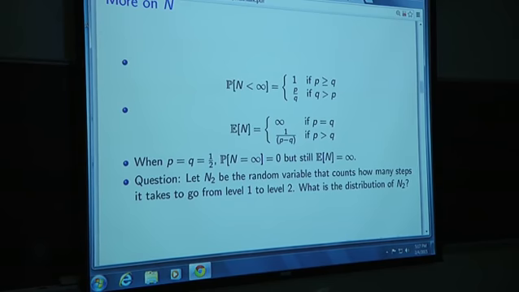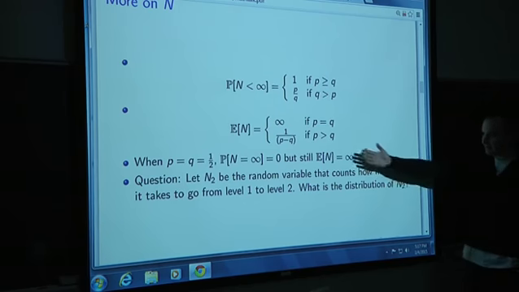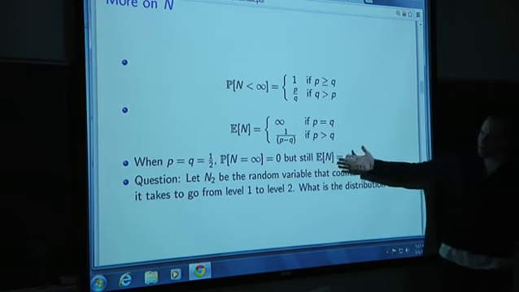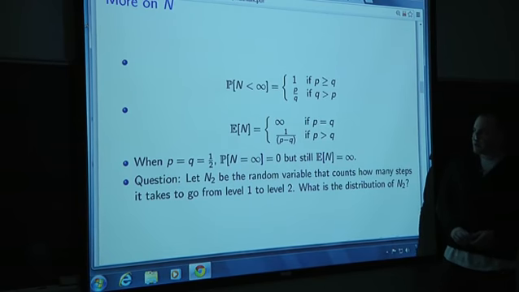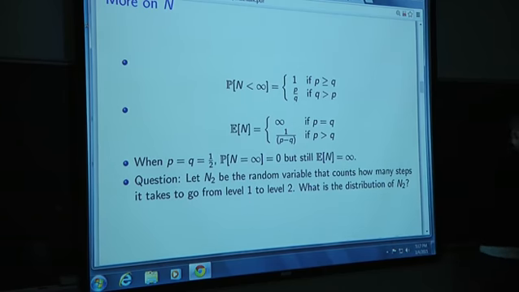You mean I will reach level 1 for sure at some time, but my waiting time has an average of infinity. And so that's the remark here. When I have a balanced random walk, the probability of hitting 1 at infinity is 0, but the expectation is still infinite. So it might take a long time for me to hit level 1.